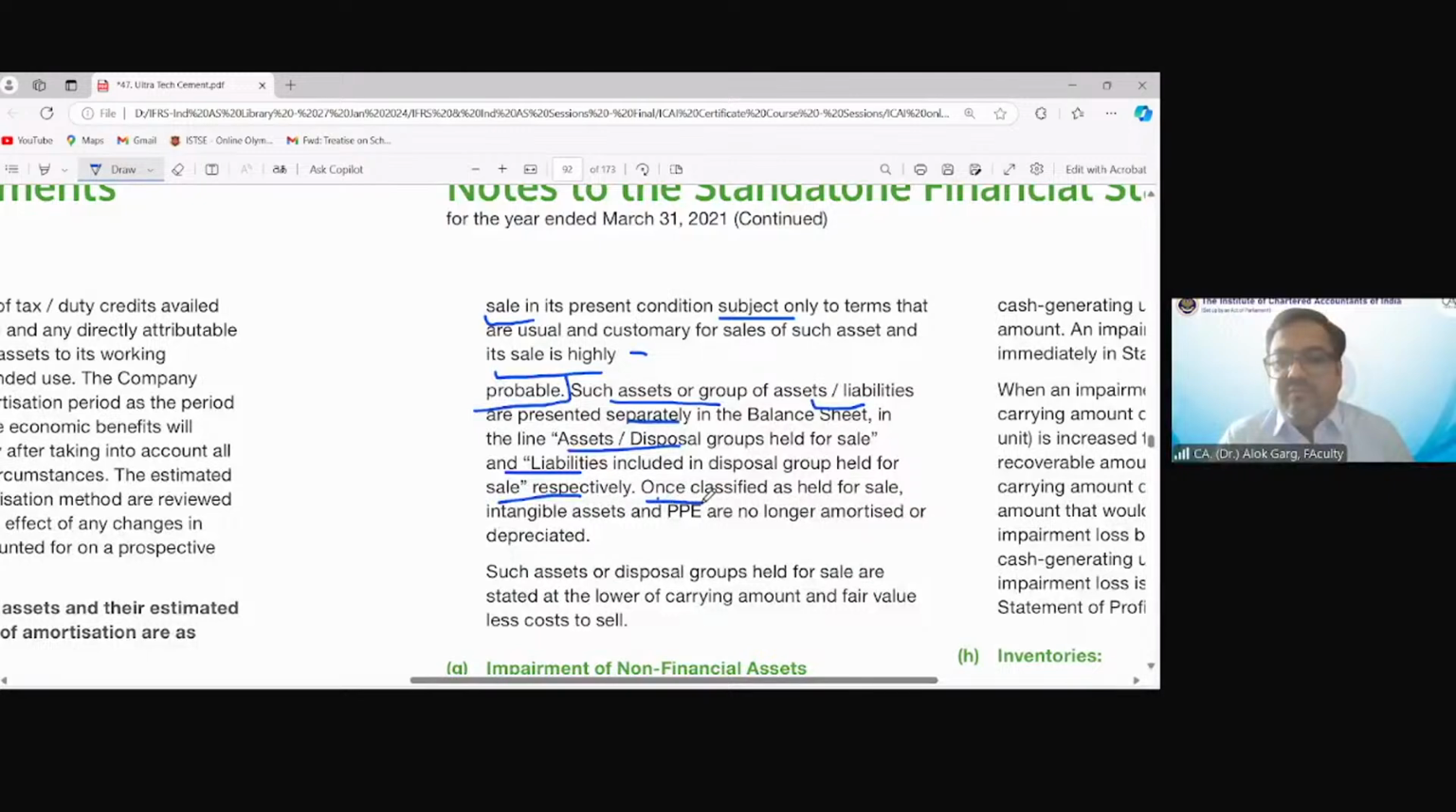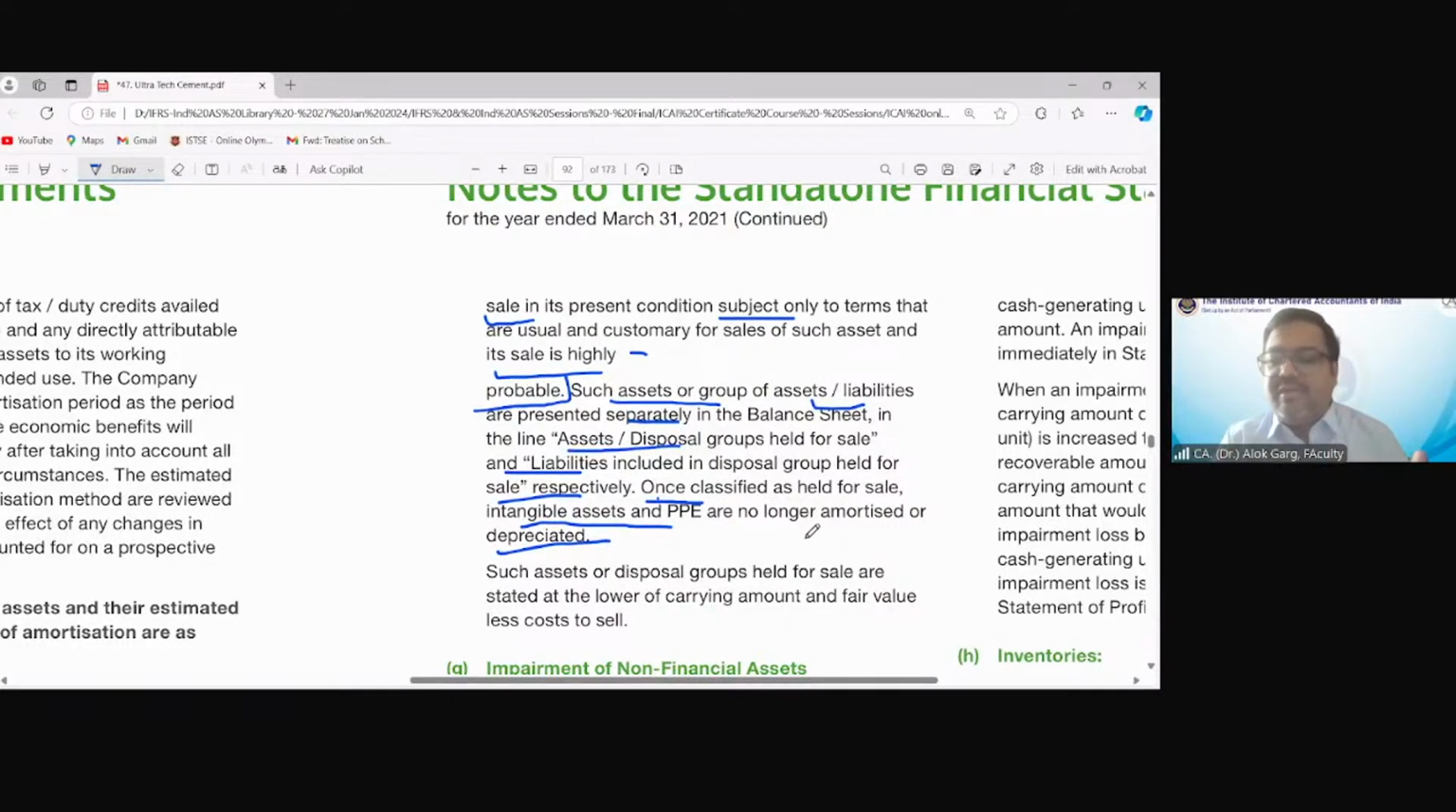Once classified as held for sale, intangible assets and PPE are no longer amortized or depreciated. Have I told you this aspect also? Once a non-current asset is classified as a non-current asset held for sale, the depreciation and amortization should stop. Why? Because now this is not for use. Now this is held for sale.